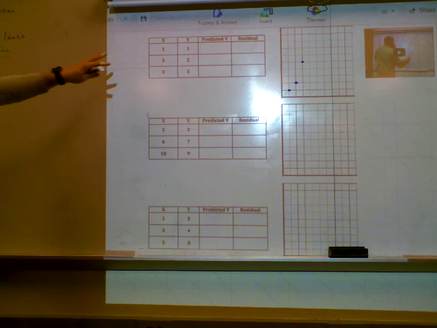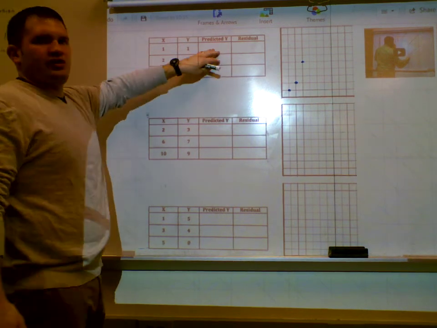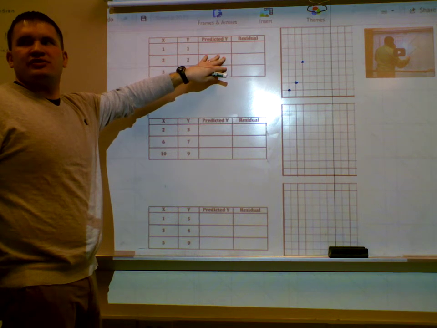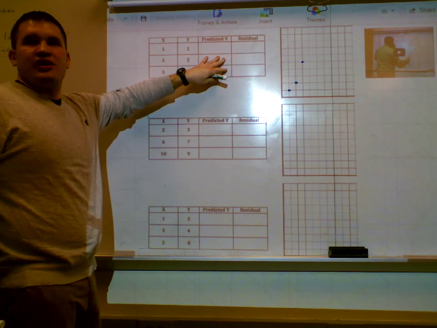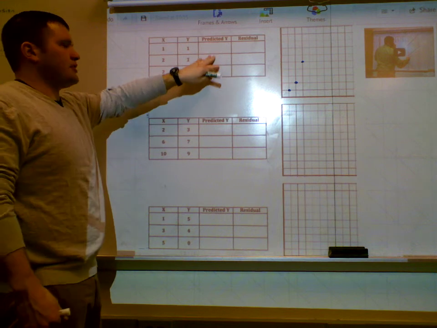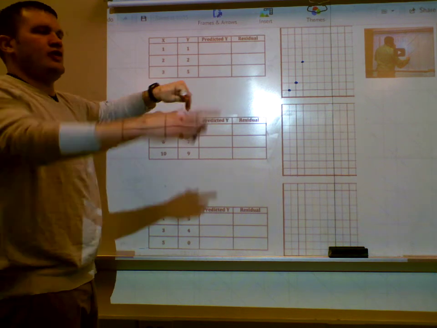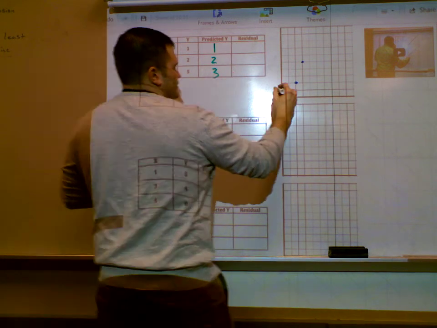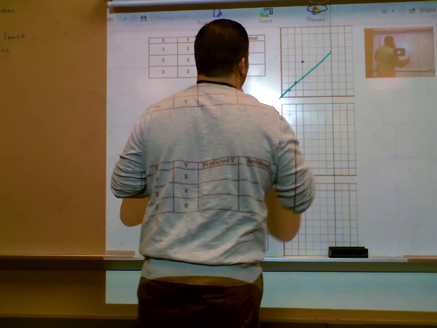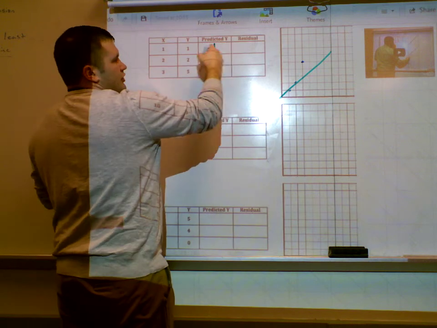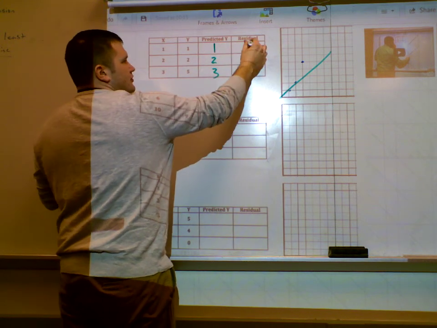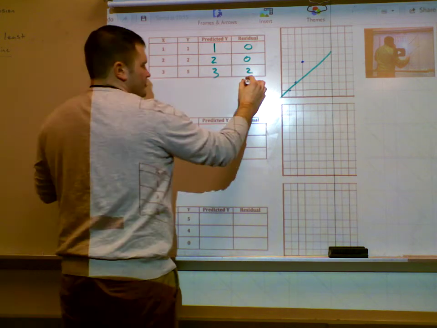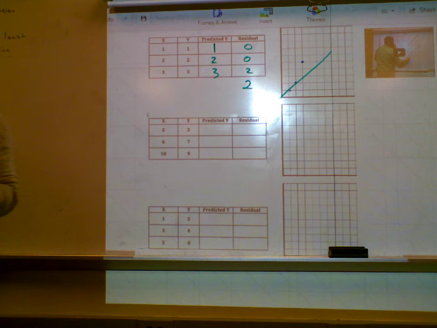Alright, so someone tell me what they have for the predicted y's right here. Just raise your hand. What do you have for your predicted y? Oh, we filled this. What do you have, Faith? 1, 2, 3. So I'm guessing your line looked like this. Okay. So then the residuals were 0, 0, 2. So what's the sum of your residuals? 2. Out of all the residuals, I got 2, right?